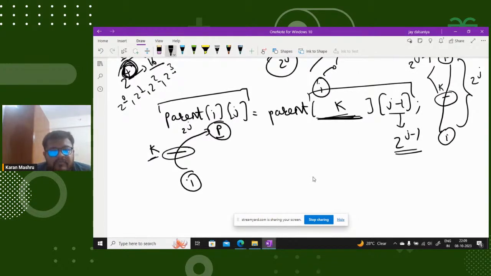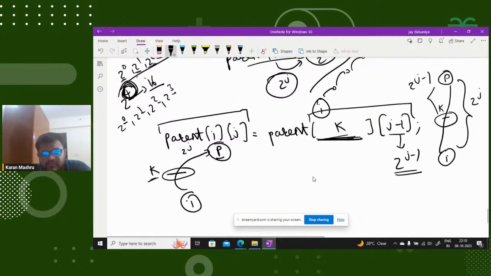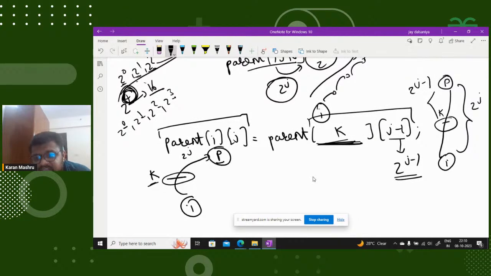So how will we get K? I want K in terms of I. Understand one thing. K is at a distance 2^(j-1) from P. P is at a distance 2^(j-1) from K. It means the distance between K and I will also be 2^(j-1). Right? So can I say K is nothing but the parent of I, which is at a distance 2^(j-1)?